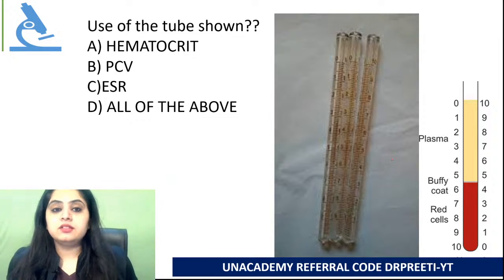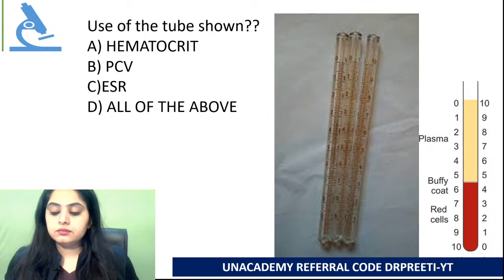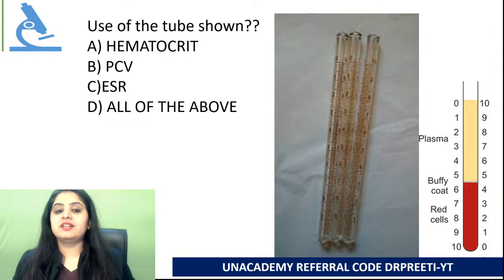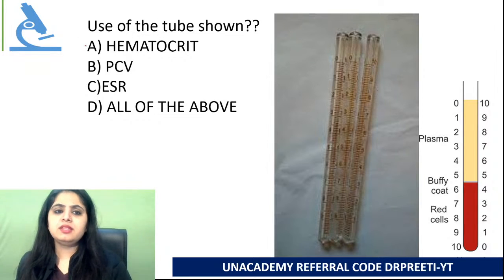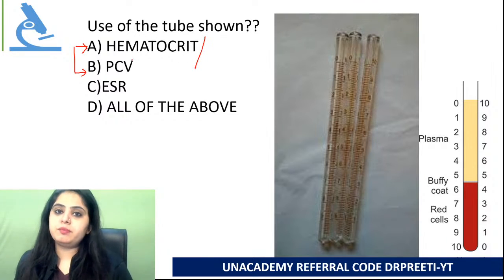So one answer I've got as A, that is hematocrit. And most of you say all of the above. Correct. So first and foremost, hematocrit and packed cell volume is the same thing. Hematocrit is also known as packed cell volume. Third option is erythrocyte sedimentation rate. Answer is all of the above.